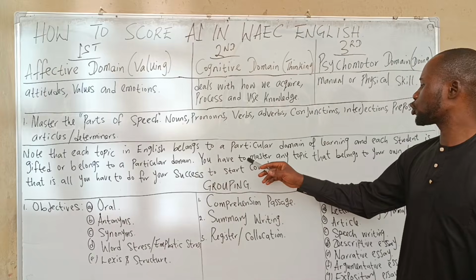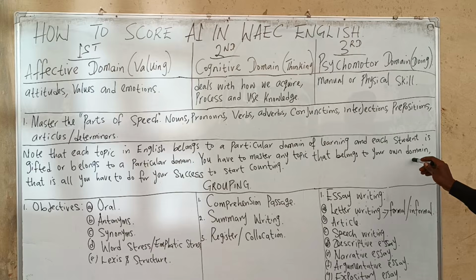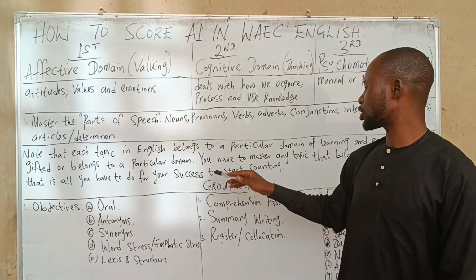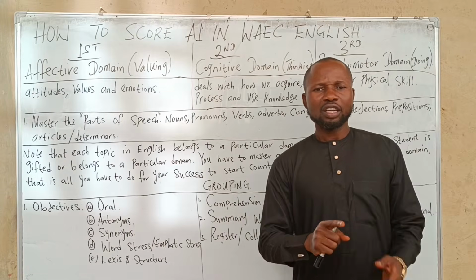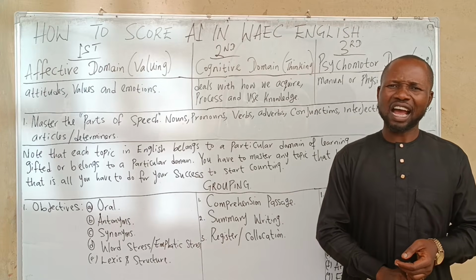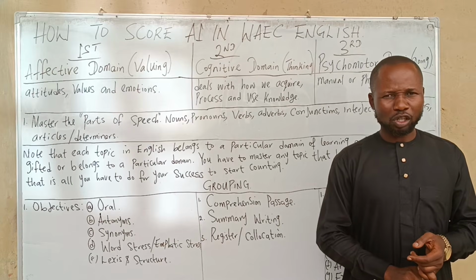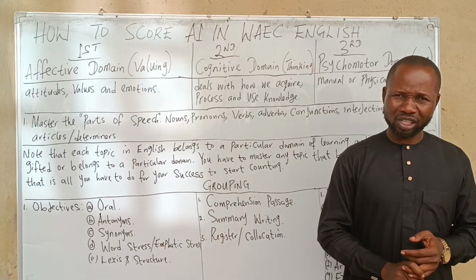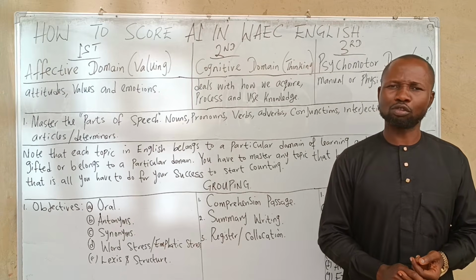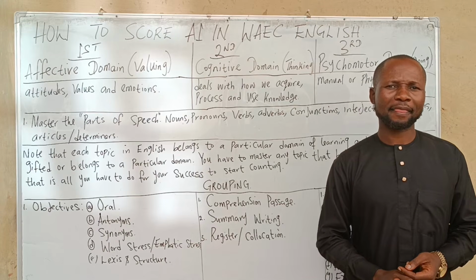Then you have to master any topic that belongs to your own domain. That is all you have to do for your success to start counting. If you know that you belong to what? Affective domain, master topics under it. If it belongs to cognitive, master topics under it. If it belongs to what? Psychomotor, master topics under psychomotor. With this, you are good to go.